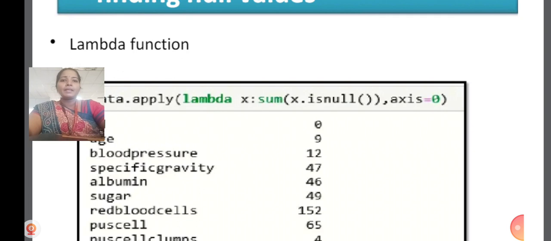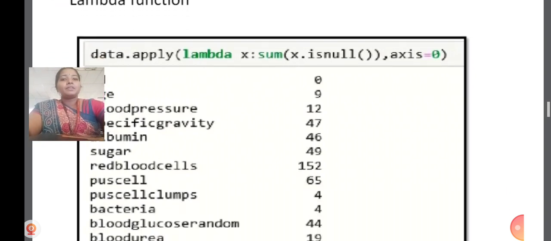Then what does it mean by red blood cells? Red blood cells, we already know. If the red blood cell count is low, we have a condition of anemia. We have to check that, and then only will the treatment be given to those persons.